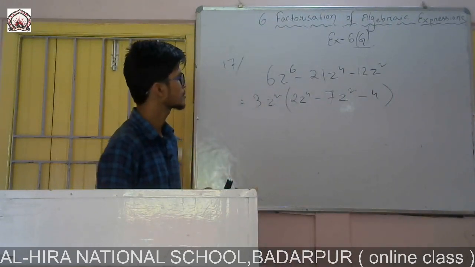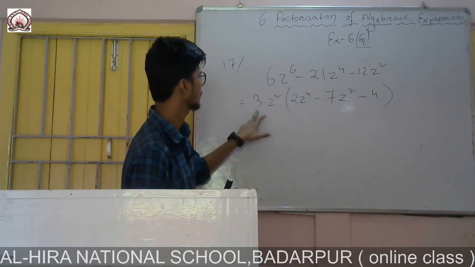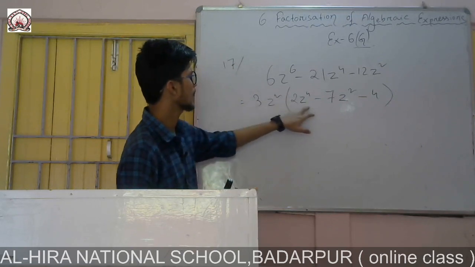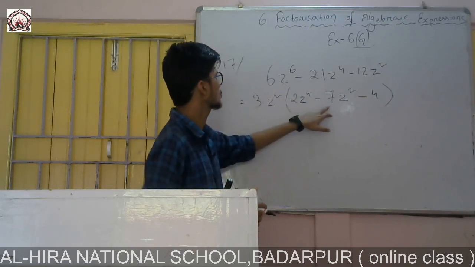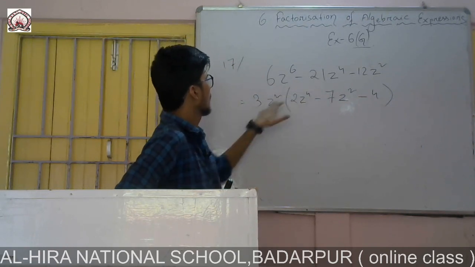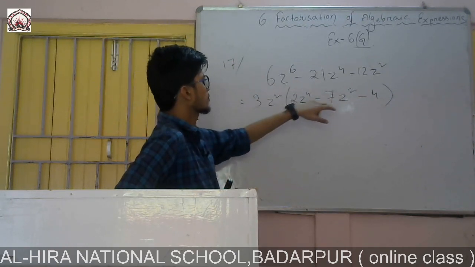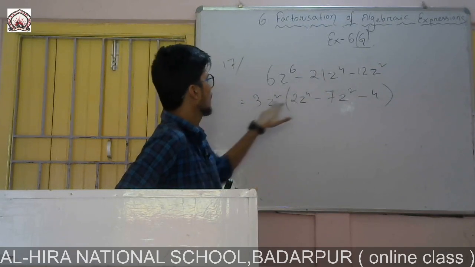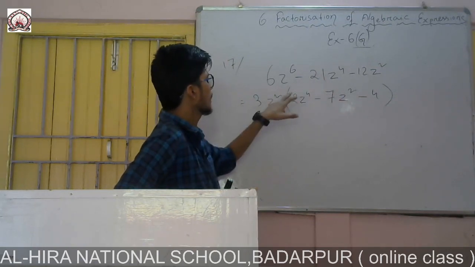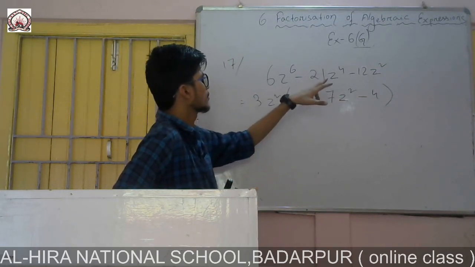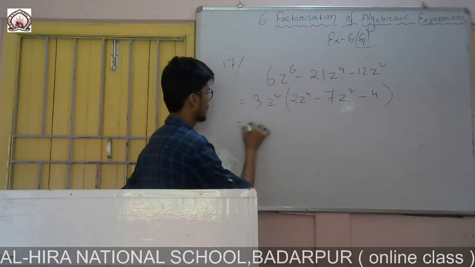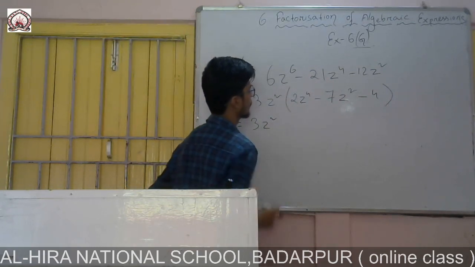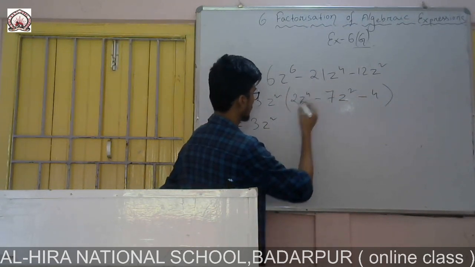So 2z square minus 7, you see 3 2s are 6, z square into z square is z to the power 4, 4 plus 2 it is 6. Then again 3 7s are 21, minus sign will be there, and z square into z square will be z to the power 4, and at last 3 4s are 12, and z square into 1 is z square. So it is correct. Now it is in the form ax square plus bx plus c.